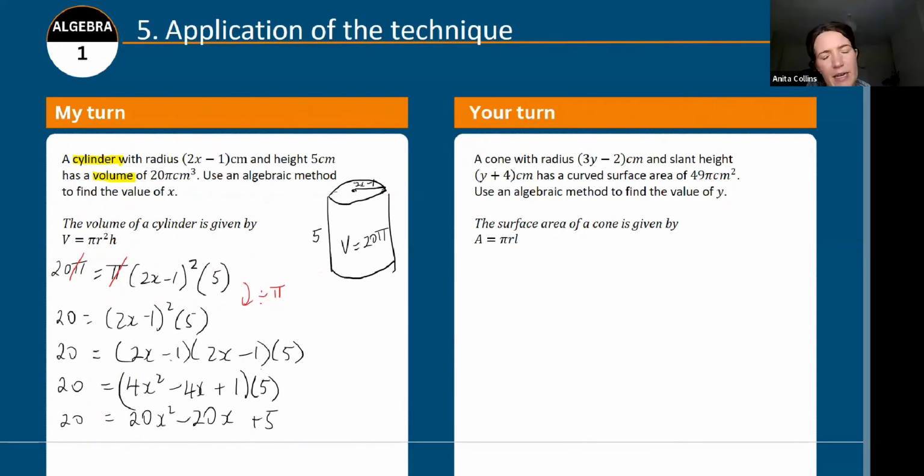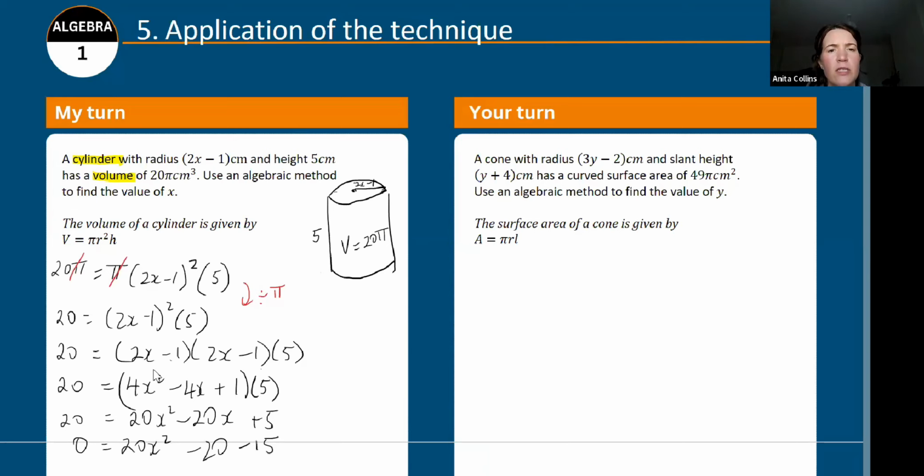So it's definitely feeling very trinomial-ish at this point. I've got that 20 over on the left. I would prefer for that to be a 0. It would feel a bit more familiar. So that's what I'm going to do. I'm going to let that be equal to 0. 20x squared, take 20x. 5, bring the 20 across. You're going to subtract 20 from it. 5 minus 20 is minus 15.